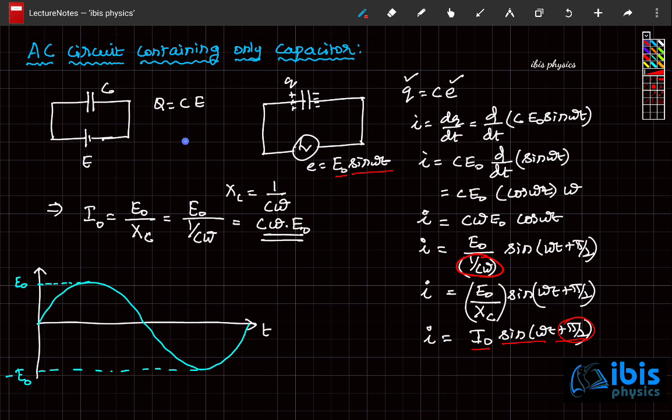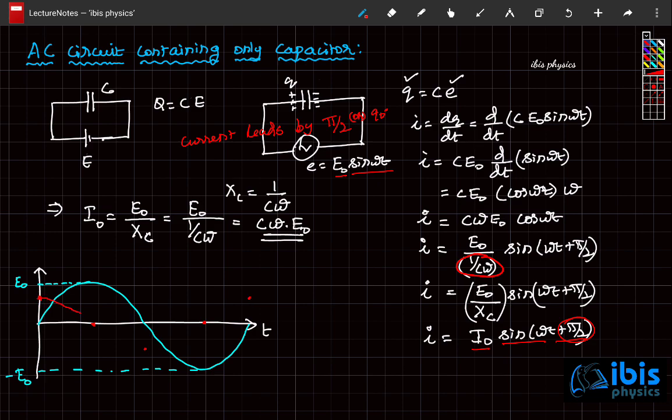So in the only capacitor circuit, current leads, or is ahead of, the voltage by 90 degrees. So the current leads by 90 degrees or pi by 2 radian. Because it is 90 degrees, it's a cosine function. So when the EMF is 0, the current is already maximum. When the EMF is maximum, the current comes to 0, 90 degrees ahead. When the EMF is 0, the current reaches its negative maximum. When the EMF is at negative maximum, the current becomes 0. When the EMF is 0, the current again reaches positive maximum.